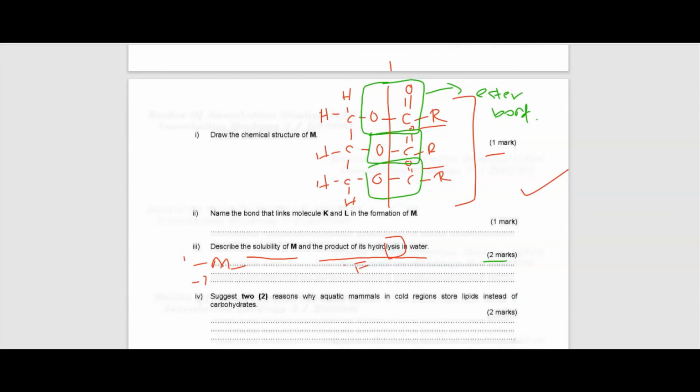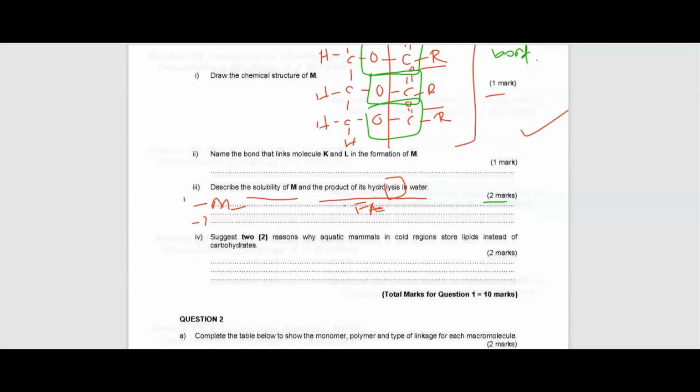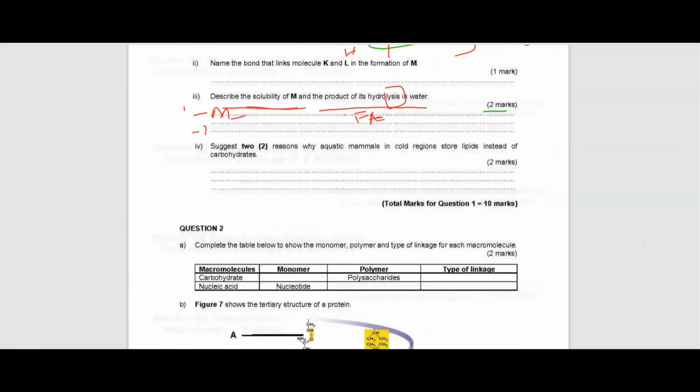So the fatty acid would be insoluble, which is the same as the triglyceride, which is also insoluble. Fatty acid is insoluble in water because of the presence of the long hydrocarbon tail. So there are 3 possible points. You just mention for the second point either glycerol or fatty acid. The solubility of M is compulsory, it is required for you to write, which is insoluble.